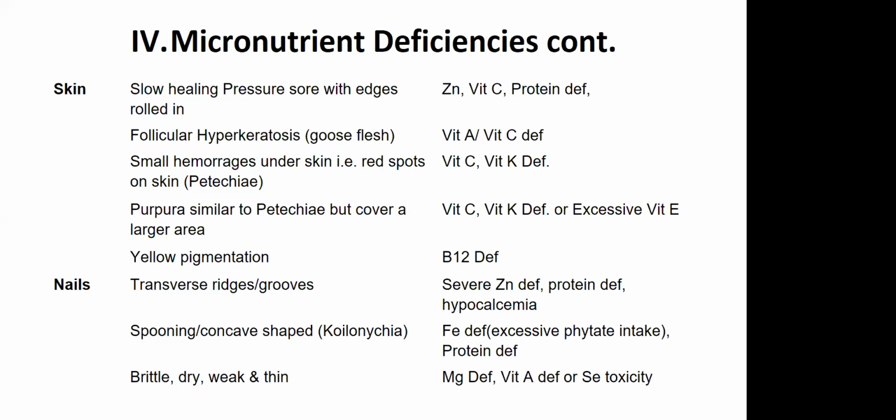And lastly, when it comes down to the nails, and this list is not really exhaustive, whenever you're having spooning, think of iron deficiency, probably due to excessive phytate intake. In terms of combination of the foods the patient is taking is what is leading to the iron deficiency in the patient. So you can advise accordingly whenever you move on to the next form of assessment. It comes to the diet and finding out how the diet is structured.